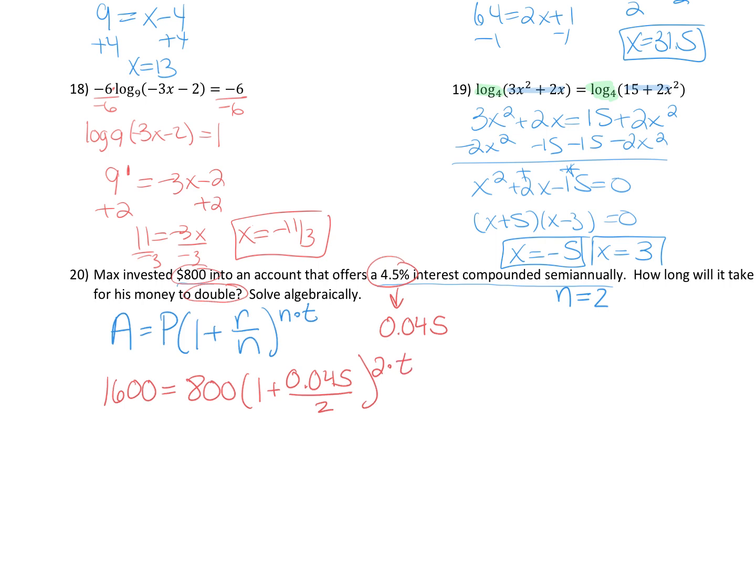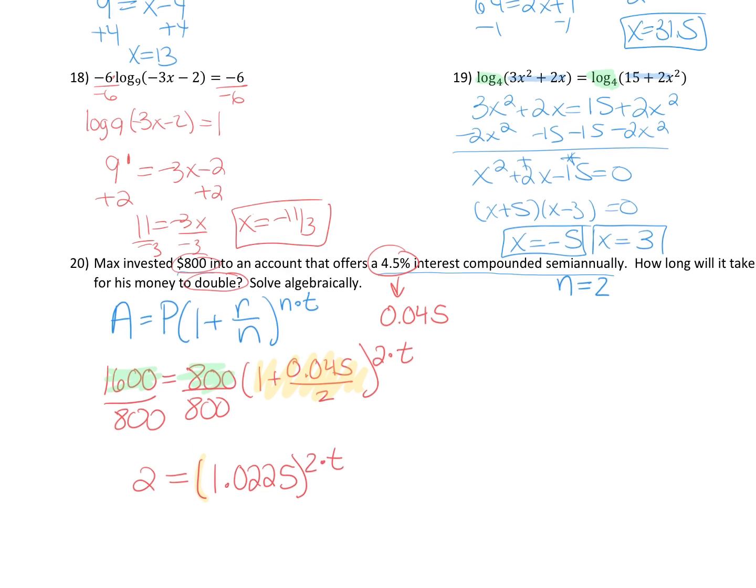So I'm going to kind of do two things at once. First, I'm going to divide over this 800 to the 1,600. And I'll end up with 2 equals. Then I'm going to simplify what's in my parentheses here. So if I type 1 plus 0.045 divided by 2 in my calculator, I'm going to get 1.0225. I'm not going to round it because it is a terminating decimal.